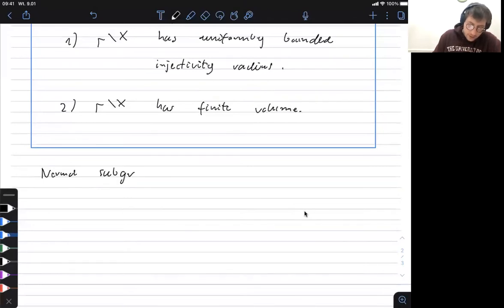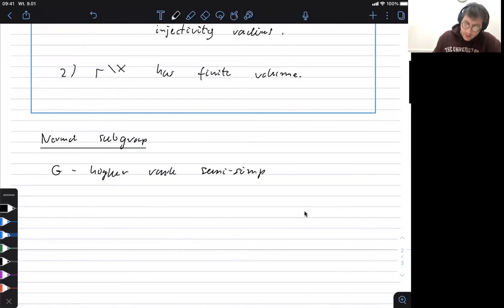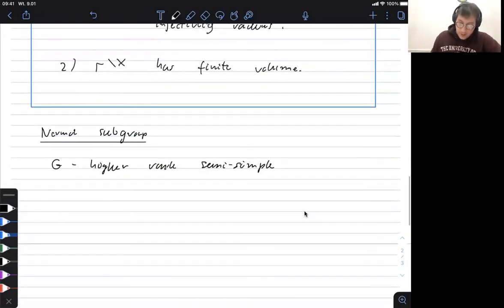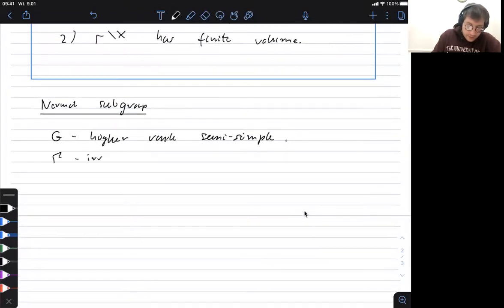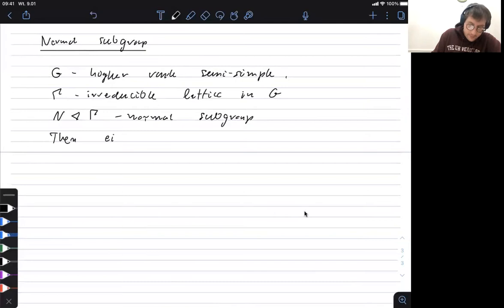So the normal subgroup theorem is a celebrated result of Margulis, which says that if G is a higher rank semi-simple group, so in this case, we allow products of rank 1 groups, and gamma is an irreducible lattice in G, and N is a normal subgroup of gamma, then the conclusion is that either N is finite index or N is actually in the center of gamma. So it's finite and central.